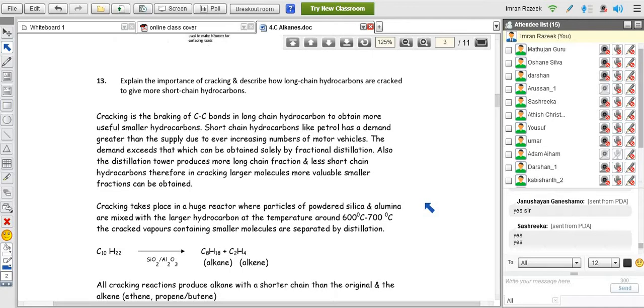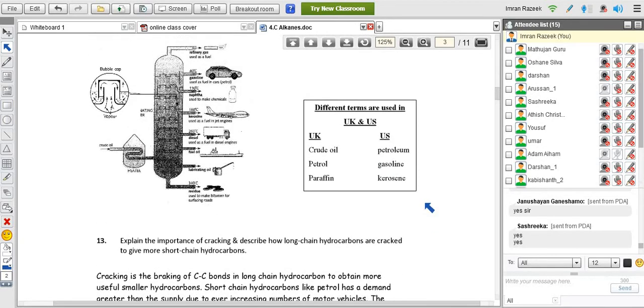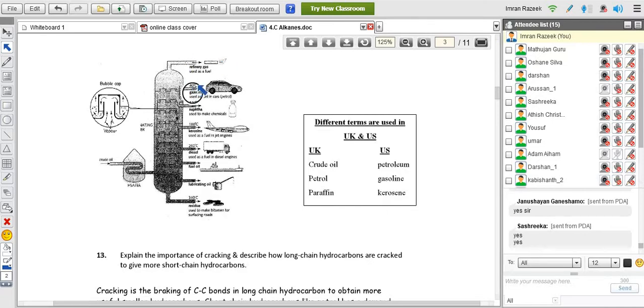Now, the problem often encountered in this fractional distillation process is that the shorter chain fractions obtained are a very small percentage compared to the long chain fractions. And the shorter chain fractions, when you burn them, give less energy. Long chain fractions give out more energy.